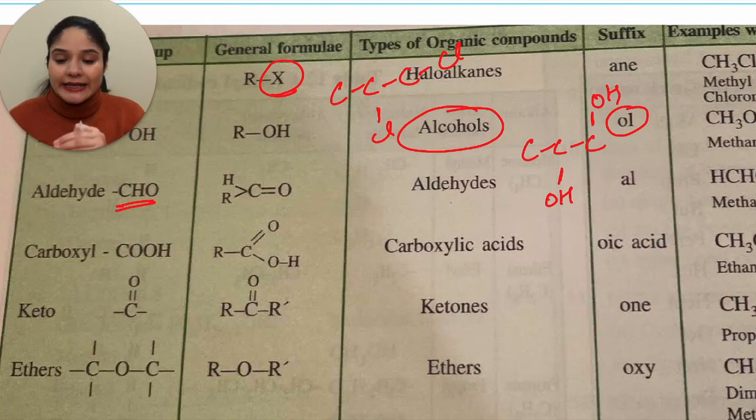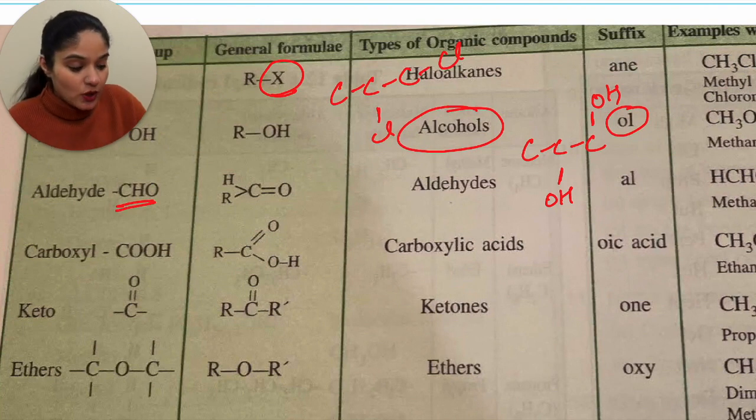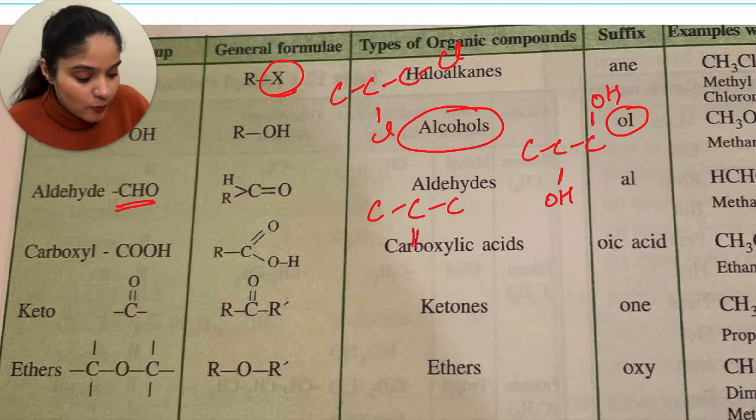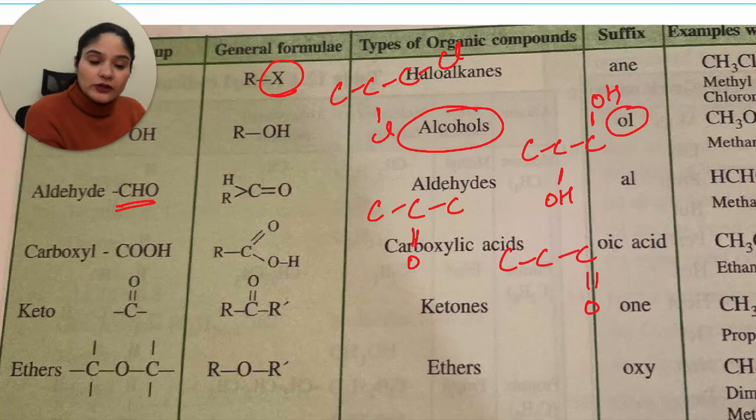Then I have aldehyde, CHO. Now in CHO, what happens is that it should be a double bond O. A double bond O can be anywhere in the chain or at the corners also. There is no problem with any attachment. So it can be like this, double bond O, or it can be CCC and at the corner double bond O.